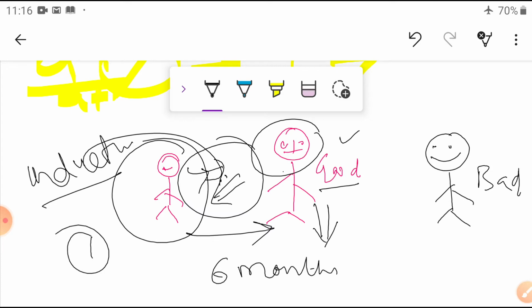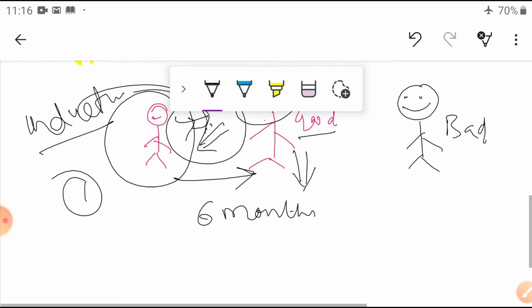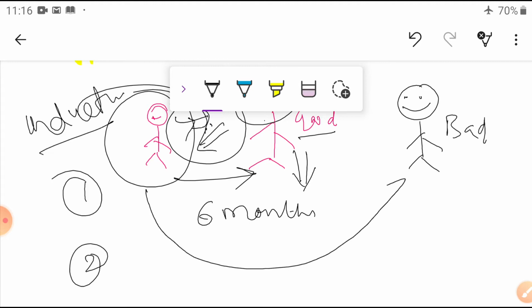That is the first case. For example, in the second case, if unfortunately this person makes friendship with the bad person, after 6 months the person may pick up bad qualities due to the induction.